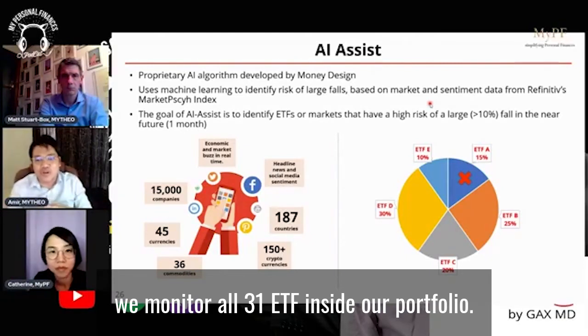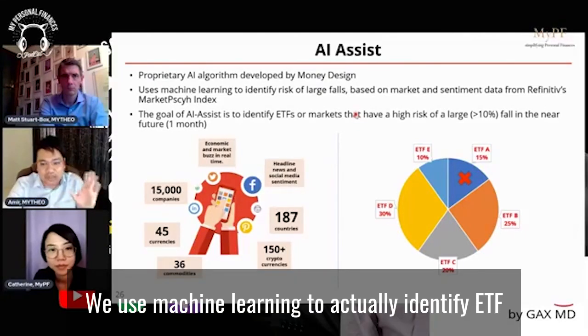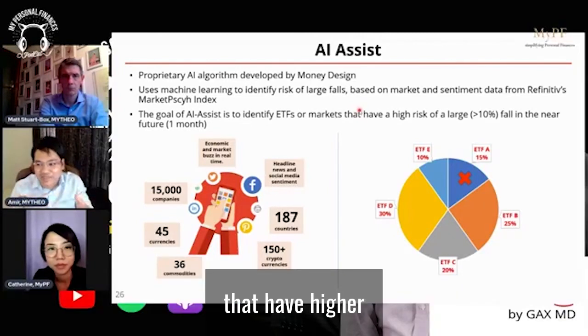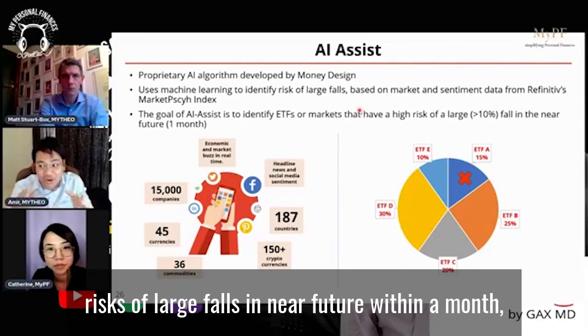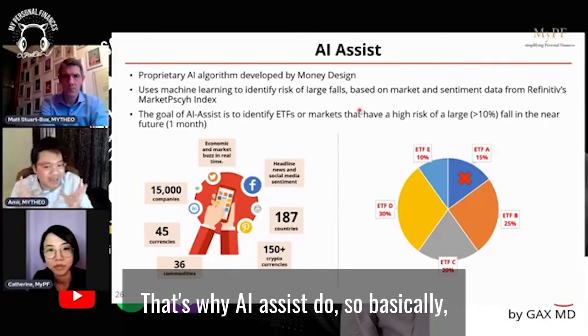inside our portfolio. Basically, what does AI assist do? AI assist is an algorithm developed by our Japan partner, Money Design, and it uses machine learning to identify ETFs that have a higher risk of a large fall in the near future. Within a month, it could fall by 10%. That's what AI assist does.